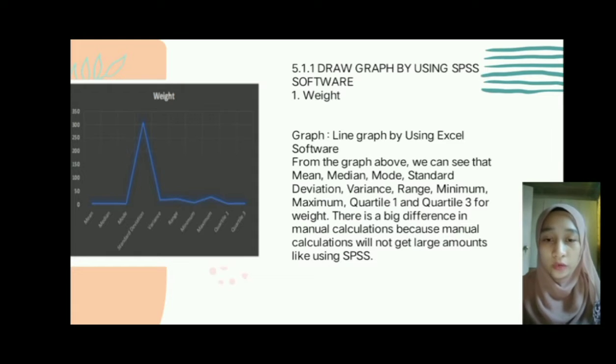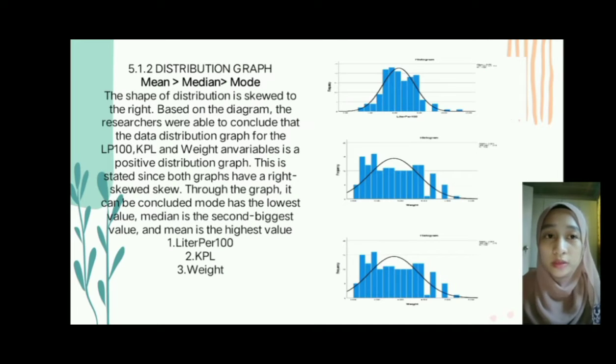Draw graph by using software. First is week. This is the line graph using Excel software for week. From the graph above, we can see the mean, median, mode, standard deviation, variance, range, minimum, maximum, quartile 1 and quartile 3 for week. There is a big difference in the manual calculation because manual calculation will not get large amounts like using SPSS.